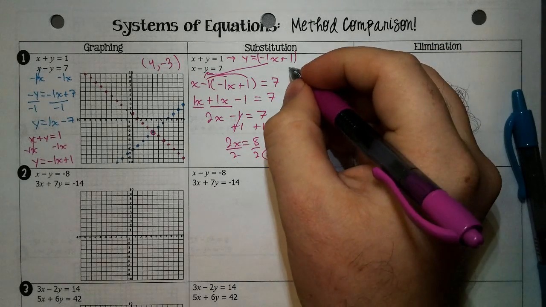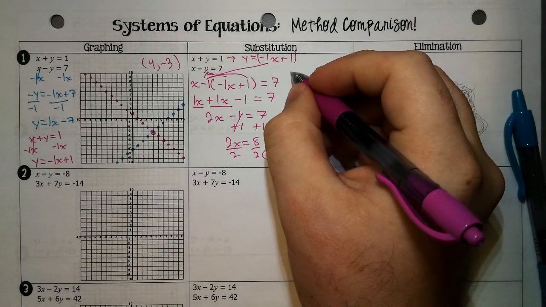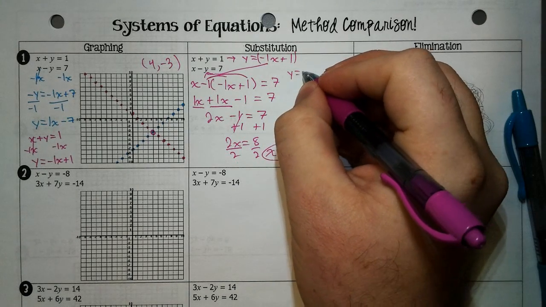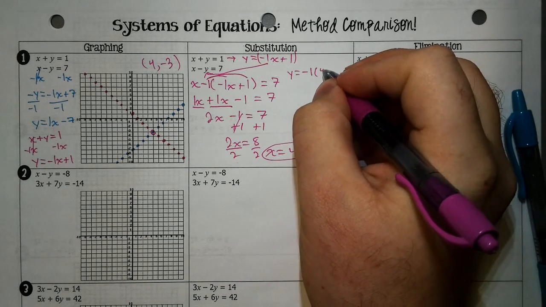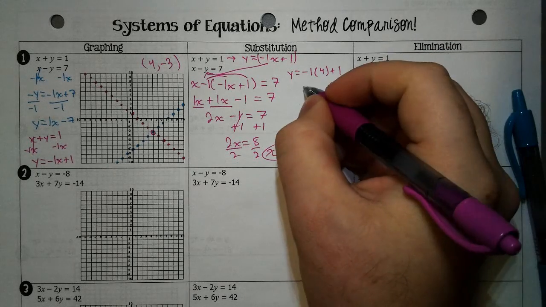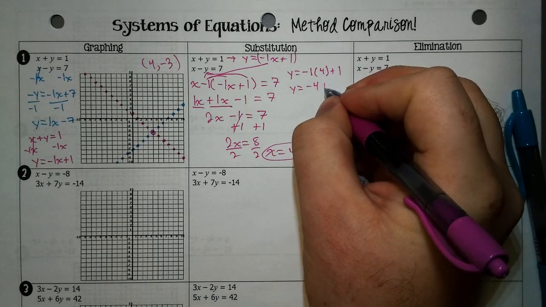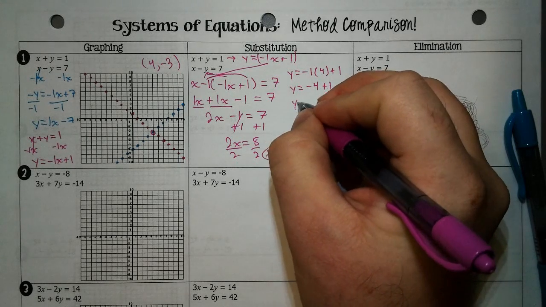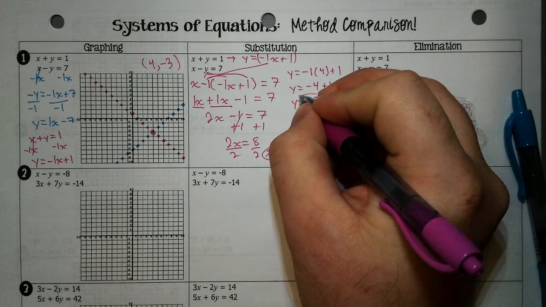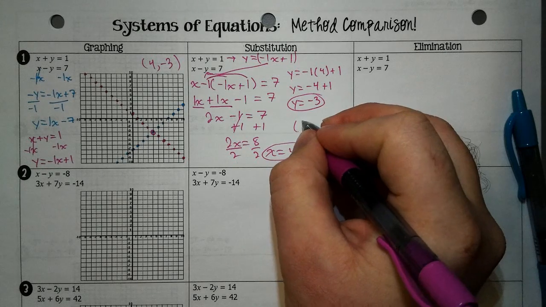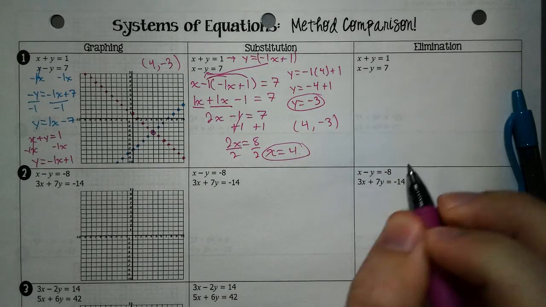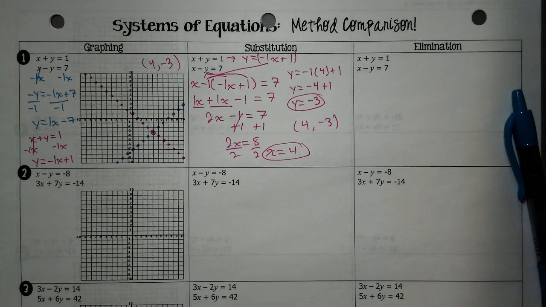So use it with, or the one we use for substituting. So y equals negative 1, parentheses 4 plus 1. Well, negative 1 plus 4 is negative 4. And then negative 4 plus 1 will give us a value of negative 3. And they cross at the point 4, negative 3. So just like the last one.